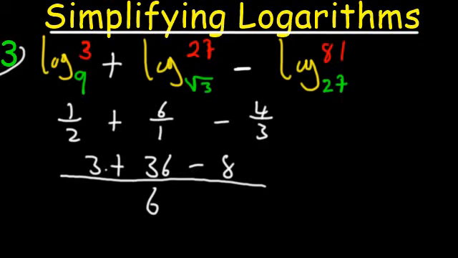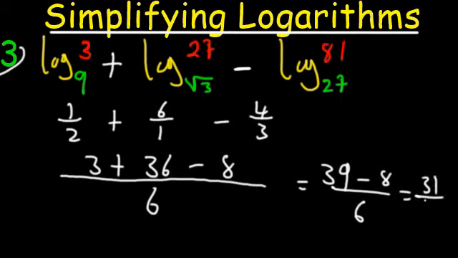So at this point, we can just sum all this up. So 3 plus 36 is 39, then minus 8 over 6. 39 minus 8 is simply 31 over 6. The final answer in this case is 31 over 6.